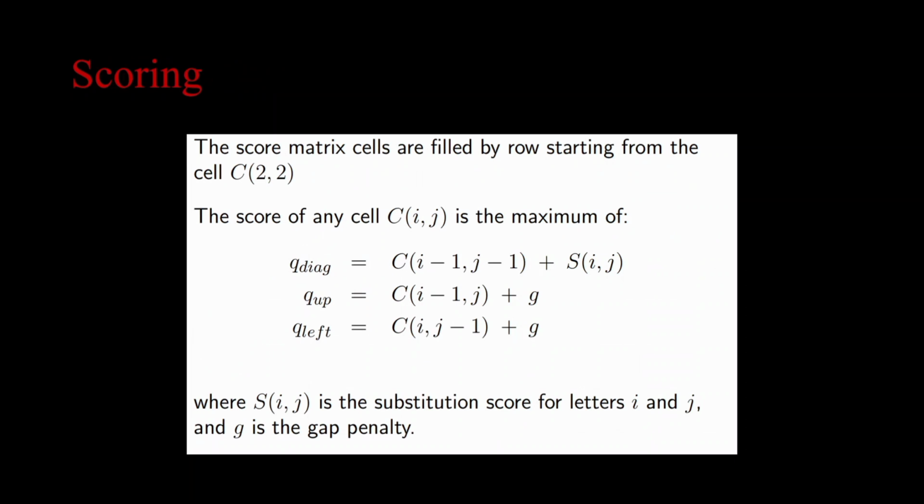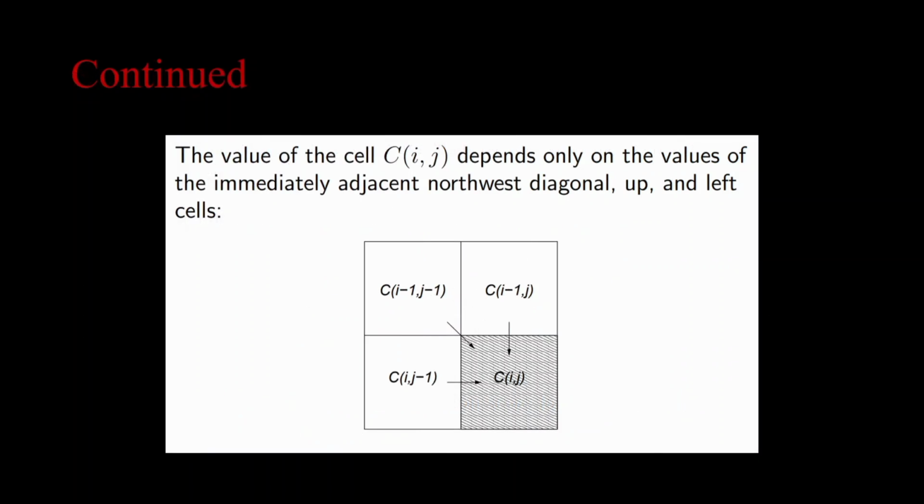The score matrix cells are filled row by row starting from C(2,2), where we find the three consequent values and find the maximum value and put it in the cell. The score of any cell i,j is the maximum of Q diagonal, equal to C(i-1,j-1) plus the match or mismatch value, Q up, equal to C(i-1,j) plus gap value, and Q left, equal to C(i,j-1) plus gap value.